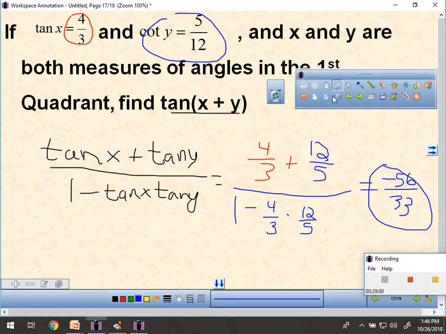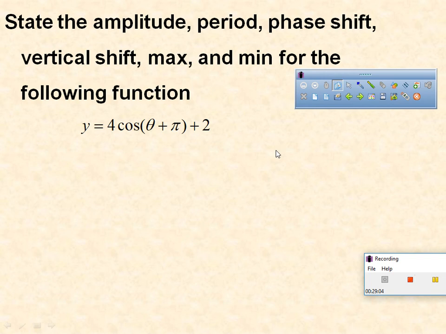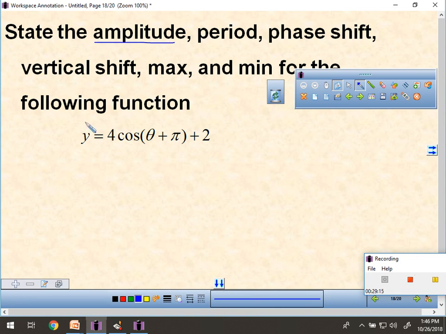All right. Now, for the last one, it has been a while since we did graphs, so it says state the amplitude, period, phase shift, vertical shift, max and min for the following trig function. I'm going to start off with the amplitude. The amplitude is always the absolute value of that coefficient. So the amplitude for this problem would be 4.